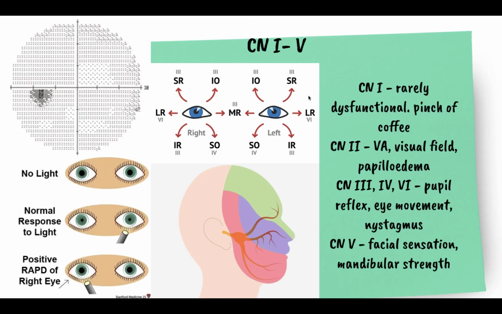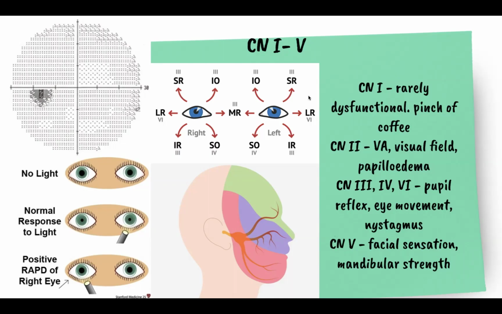We start off with cranial nerve one, the olfactory nerve, and that's responsible for smell. It's rarely dysfunctional. But if there's an orbitofrontal meningioma or a fracture involving the cribriform plate, that can disrupt the cranial nerve. It can result in a lack of smell. One thing I do is use a pinch of coffee or a very strong smell to help test the function of that.